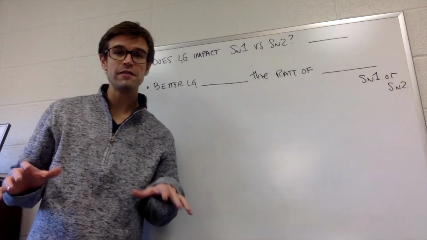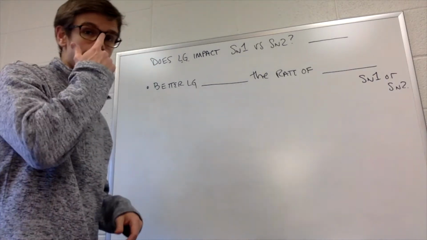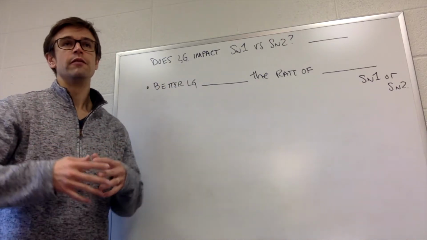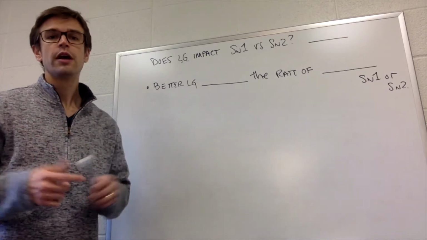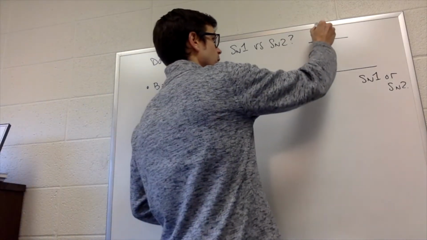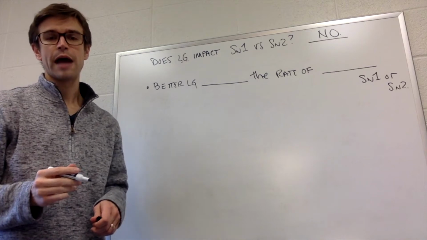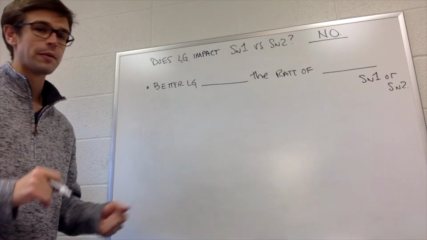So we've talked a lot about how leaving group can impact the rate of SN2 or the rate of SN1. But does the leaving group impact SN1 or SN2? If it's a better leaving group, does that make it more likely to be SN1 versus SN2, etc.? Turns out the answer is no. It doesn't impact whether something is going to go by an SN1 or an SN2 mechanism.